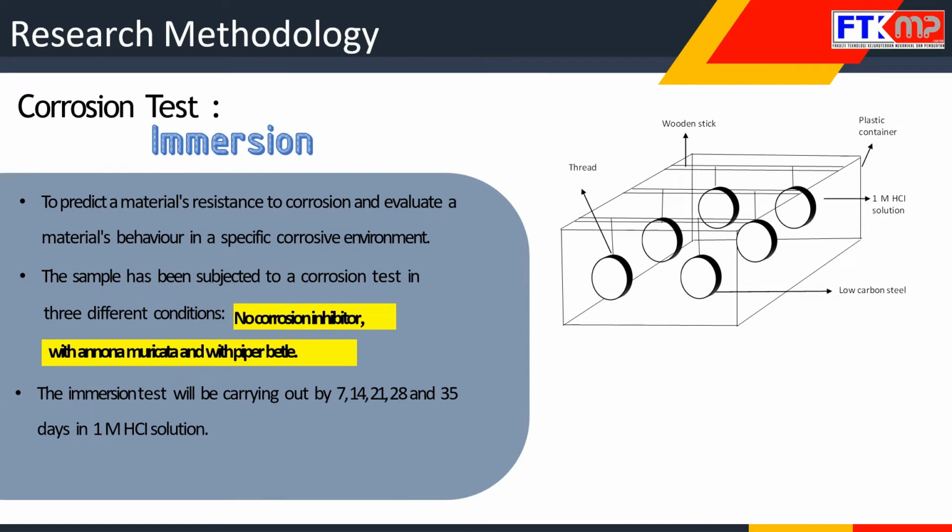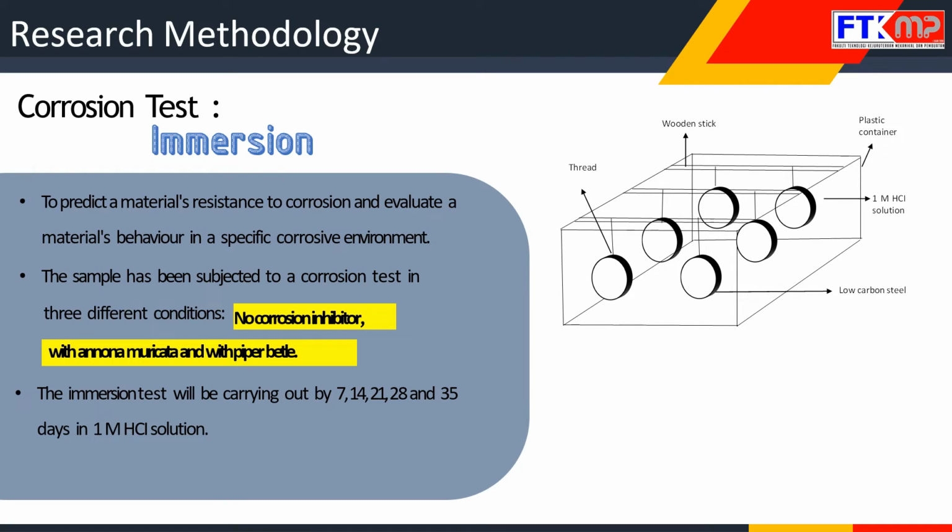For the corrosion test, I will conduct an immersion test that will be set up as shown at the right of the slide, to predict the material resistance to corrosion and evaluate a material's behavior in specific corrosive environments. The samples will be subjected to a corrosion test in 3 different conditions, which are no corrosion inhibitor, with Annona muricata, and with piper betle.